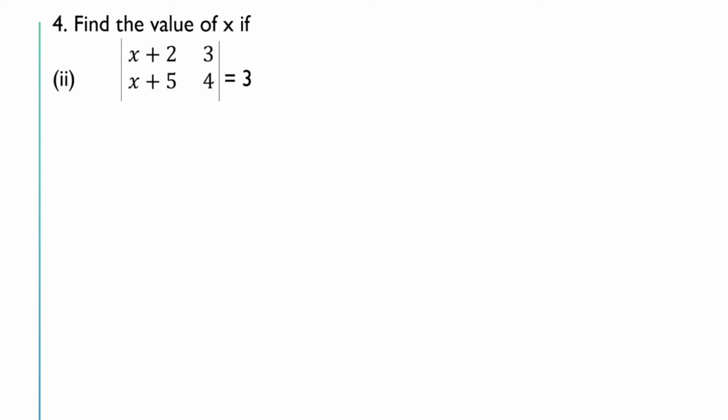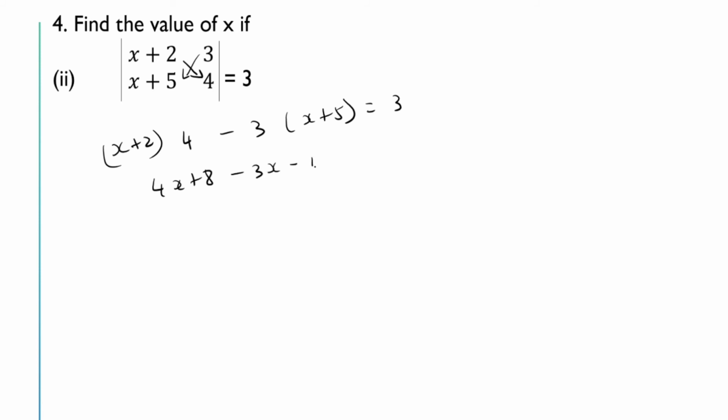Next question, find the value of x if this determinant is equal to 3. So again multiply these two minus multiply. So x plus 2 into 4 minus 3 into x plus 5 is equal to 3. So we have 4x plus 8 minus 3x minus 15 is equal to 3. 4x minus 3x is x. 8 minus 15 is minus 7, is equal to 3. So we get x is equal to 10. Therefore, x is equal to 10.